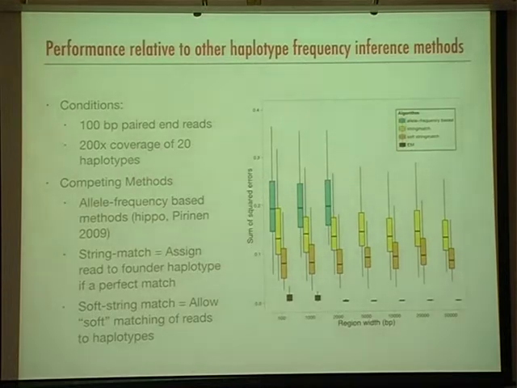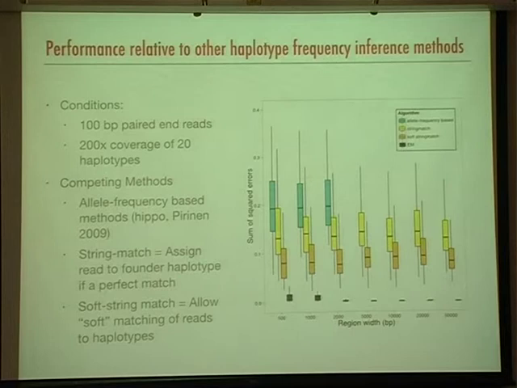In the string match method, what we're going to do is assign a read to a founder haplotype if it's a perfect match, and then just sum over those assignments to get frequency estimates. It seems like a pretty straightforward thing to do. This is kind of analogous to, and it will come up later, doing a BLAST alignment and then taking all the hits that have a perfect match and counting our abundance of a species based on the number of perfect matches. But we also might want to allow some imperfect matching. So that's the soft string match, where we allow some error in matching the haplotypes.